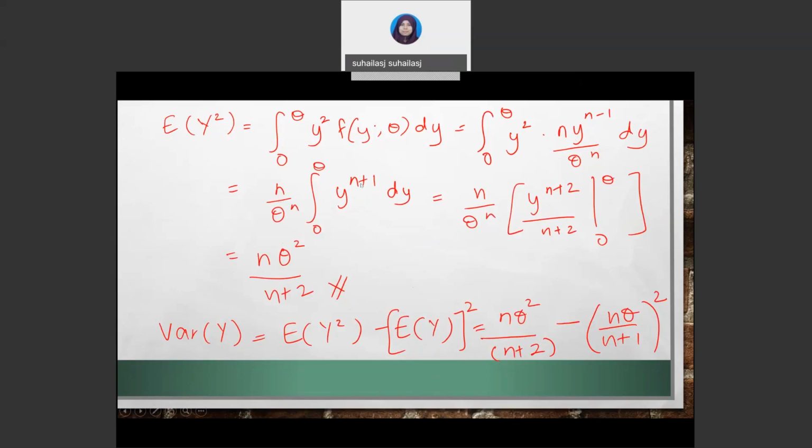Integrate y to the power n plus 1. So you will get y to the power n plus 2 over n plus 2. So substitute the values 0 and theta. In this case, we will get n theta square over n plus 2.